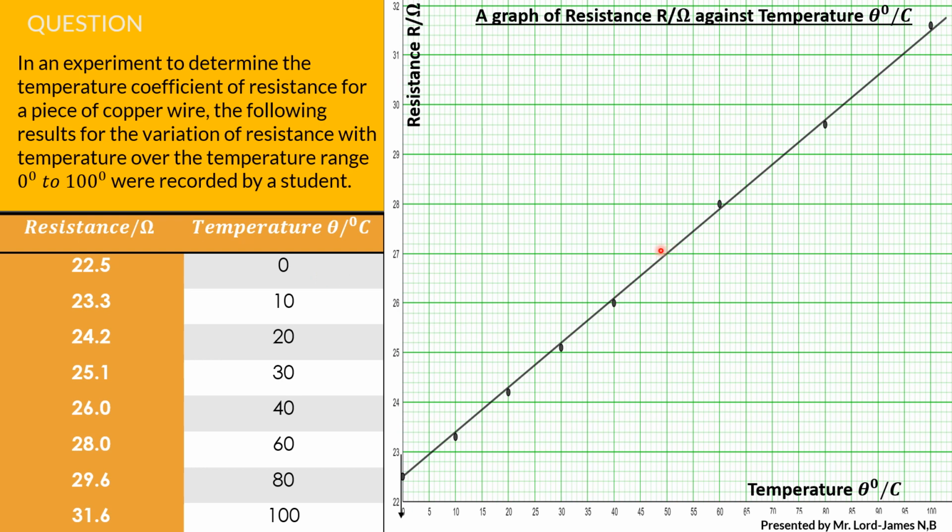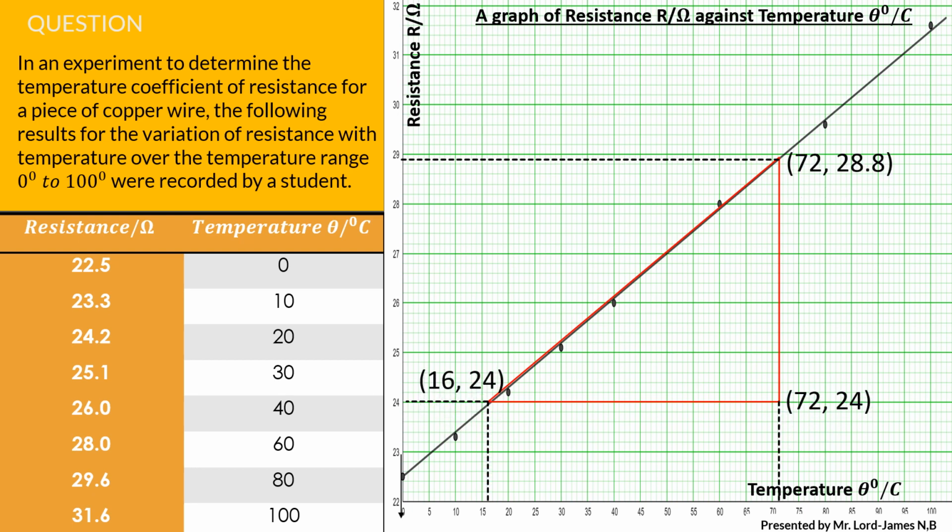Now we saw that the relationship between alpha and R0 was very related to the gradient. So we have to calculate the gradient of this graph in order to determine the value of alpha, knowing that the gradient is the vertical rise divided by the horizontal rise. So if we extrapolate coordinates on this graph, we get that this point is the point 16 on the x-axis, 24, and this other point is the point 72, 24. Likewise, this other point. So we can use these points to calculate the gradient of this graph, knowing that the gradient is the vertical rise divided by the horizontal rise.